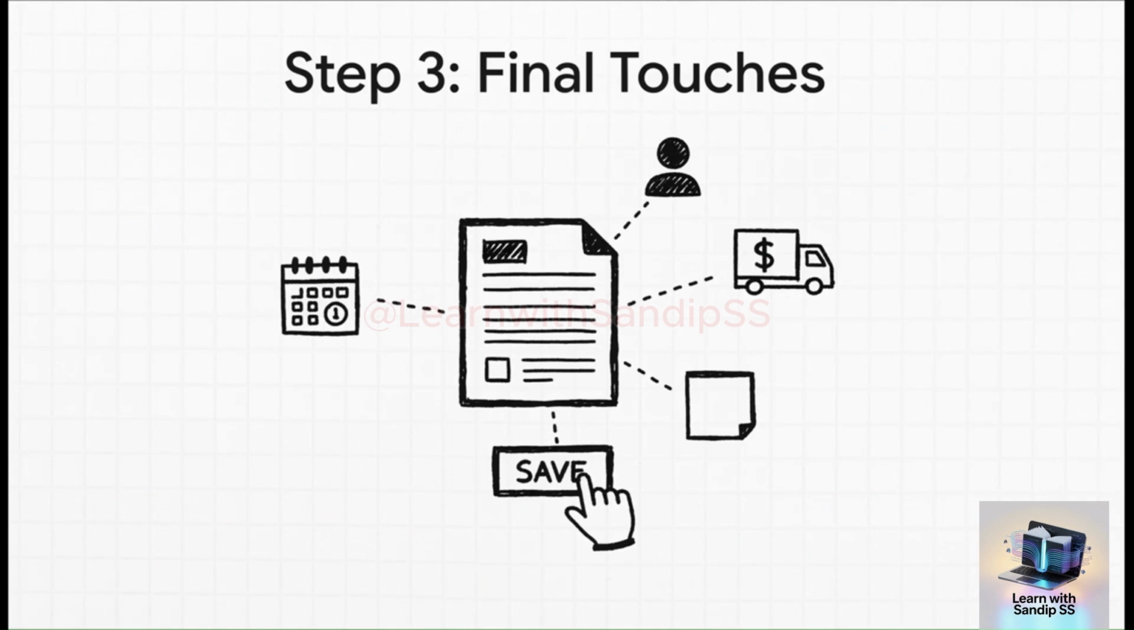And last but not least, step three, the finishing touches. These are the little things that make the quote truly complete. You'll want to set an expiration date for the offer. The system calls this the validity end date. Assign a specific contact person, add any big picture costs like freight, and maybe include some notes for your team or for the customer. Once that's all in, you hit save, and voila, your draft is officially in the system.